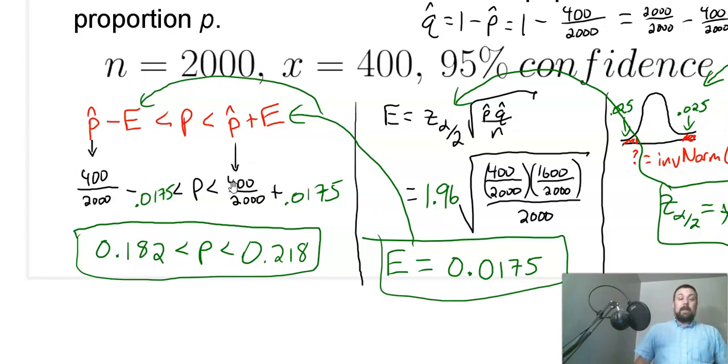For the upper estimate, I take p hat plus the margin of error, which gives me 0.218. If you got 0.216 or 0.220 or something like that, that's close enough. That means we're in agreement essentially. And in fact, you probably have the more correct answer because if you got something different, it's probably because you didn't round as much as I did. I hope that's why. Okay, so that would be my 95% confidence interval for the numbers that were given.